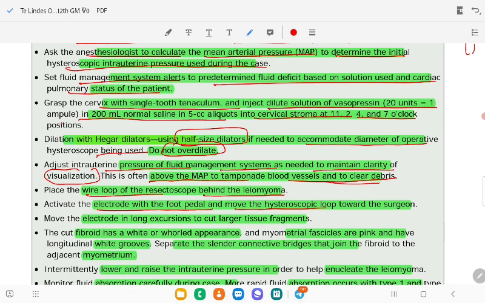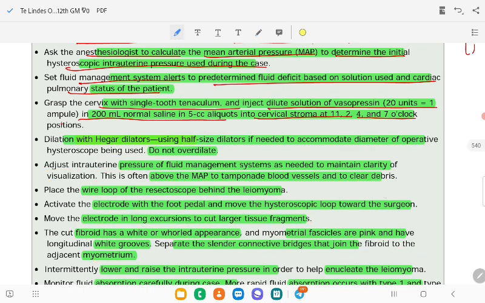Move the hysteroscope separately towards the surgeon. Move the electrode along the extrusion to cut larger tissue fragments. The cut fibroid has a whitish whorled appearance. The myometrium has a pink fascicular appearance with longitudinal white groups. Separate the slender connective bridges that join the fibroid to the adjacent myometrium.